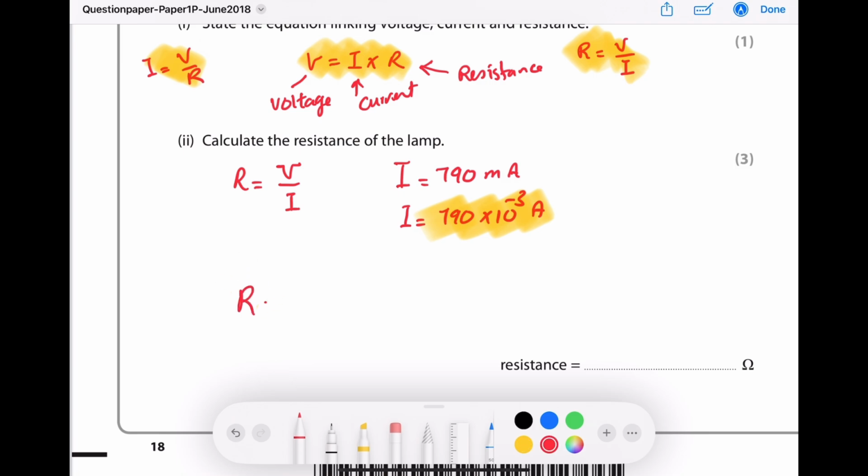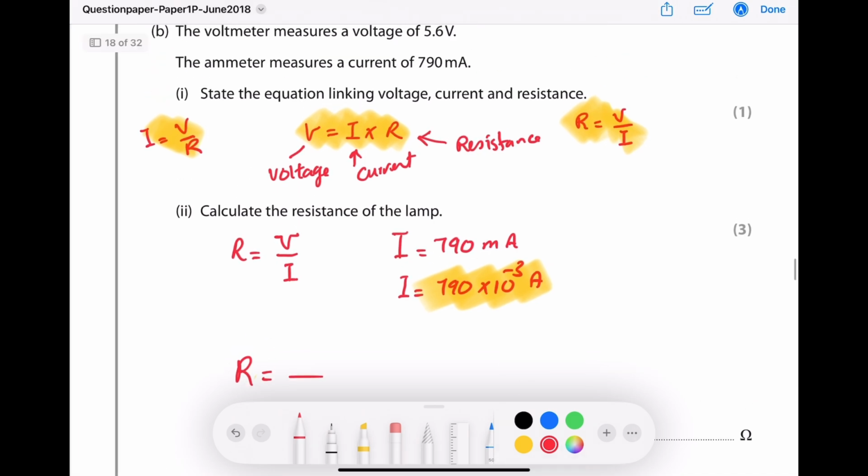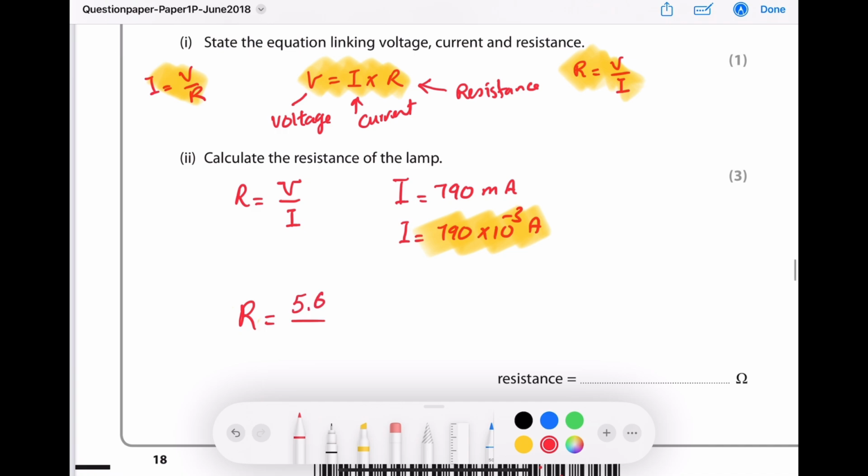Then now you substitute. How much is the resistance? R equals V, which is the voltage from the previous part, 5.6 volt, divided by 0.79 ampere. And the answer for this one is 7.09 ohm, approximately. The examiner gave a lot of options, like 7.089 or 7.0886. So 7.1 accepted as well, two significant figures. So we get 3 marks for double I.